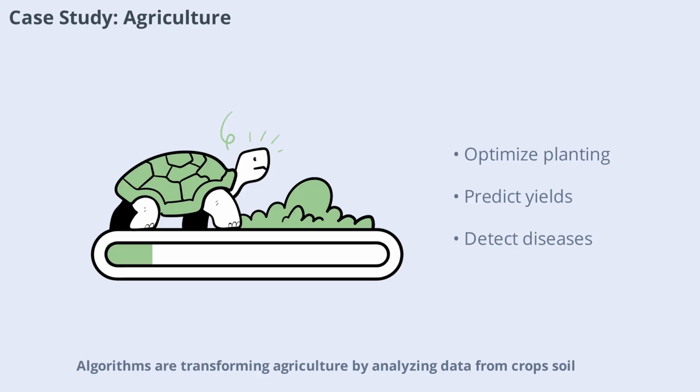Algorithms are transforming agriculture by analyzing data from crops, soil, and weather. They help optimize planting schedules, predict yields, and detect diseases early. By integrating data from sensors and satellites, algorithms support precision agriculture, making farming more efficient and sustainable.